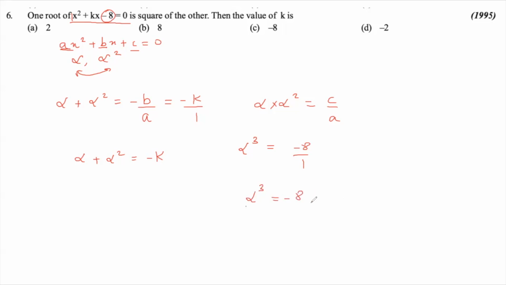If alpha cube is minus 8, if I take cube roots on both sides, guys, I'm going to get alpha is equal to cube root of minus 8, that is minus 2. Is there any other value possible for alpha? Let me know in the comments.